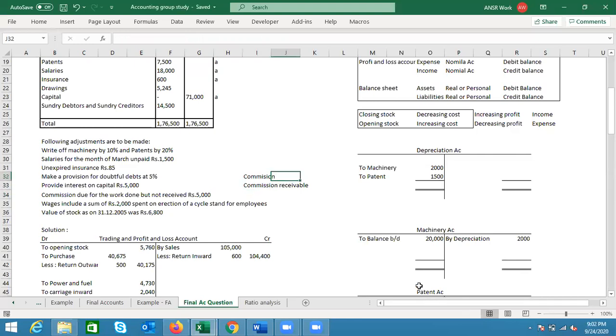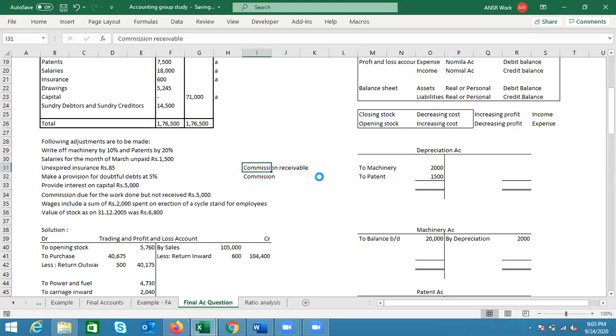Tell me, is the commission account a nominal account, real account, or personal account? Nominal. Is it an income or an expense here? It's an income. Yeah. Income. Do you agree? Income. Should it be debited or credited? Income should be credited. Nominal account. So the entry that you told, we just have to flip it, right? So commission receivable account debit to commission account. Is that clear? Yeah.